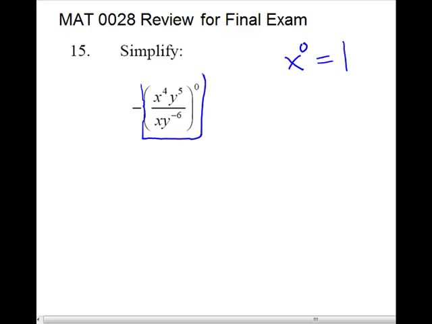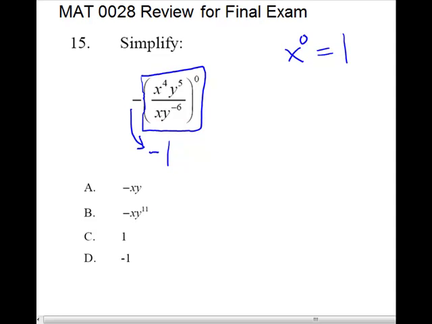Now the negative is on the outside of it. So this piece is a 1. You still have the negative sign. So our answer on this one is D.